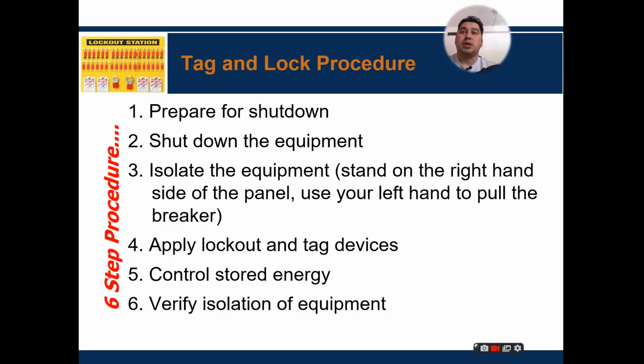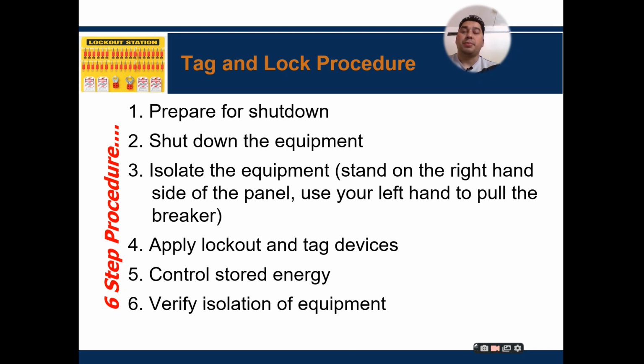Now, the tag and lock procedure. How will you use this lockout tagout procedure? First of all, you have to prepare for shutdown. After that, shut down the equipment. Once you shut down the equipment, isolate the equipment. You have to isolate the equipment from a separate area, or close that area where you are performing maintenance or any other work.